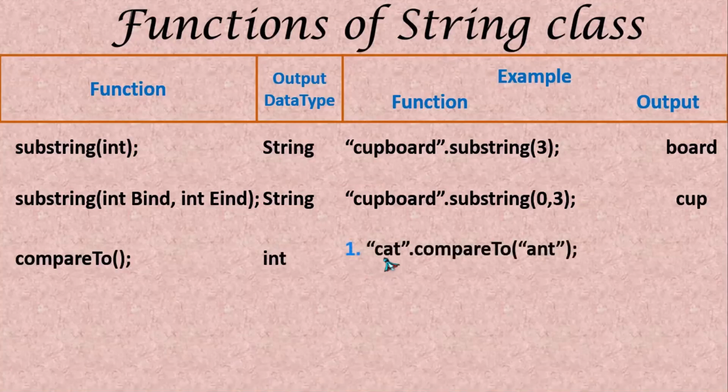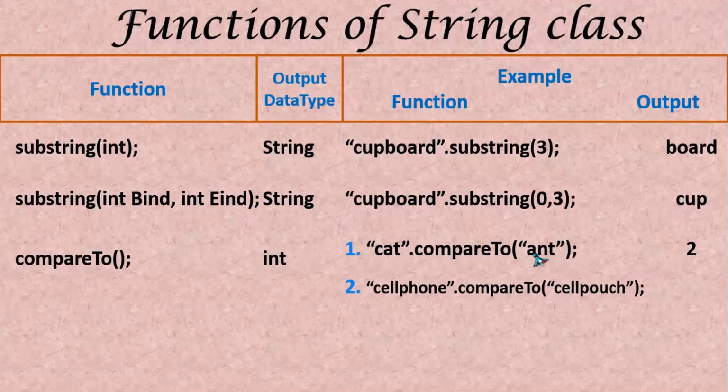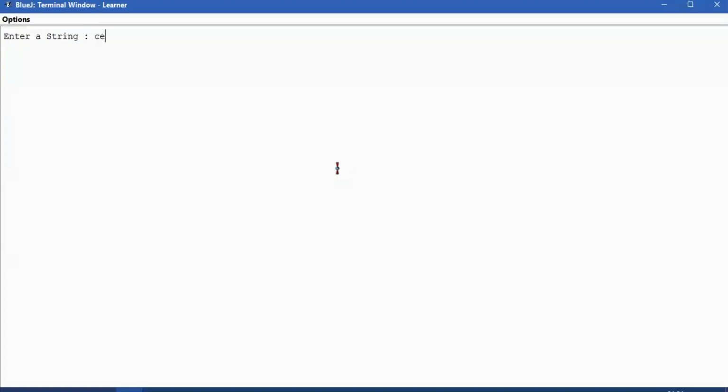So here I have CAT compared to ANT. So it is totally different. The first letter is going to be C and here A. The difference between these two is 2. The next one here, cell phone dot compareTo cell pouch.